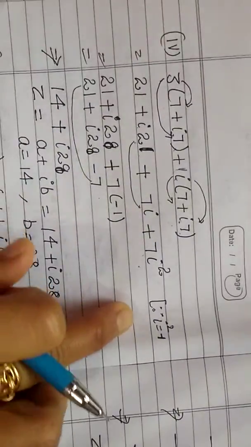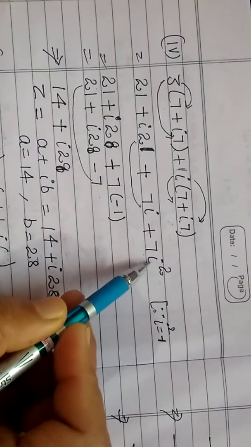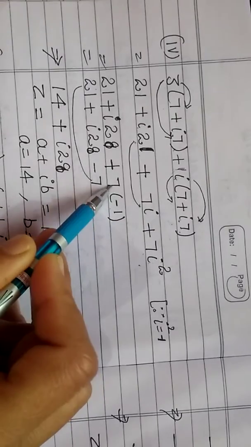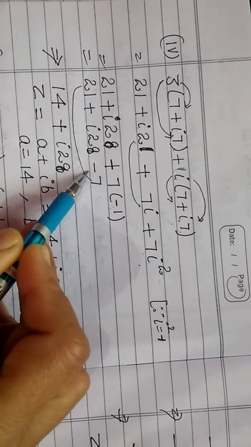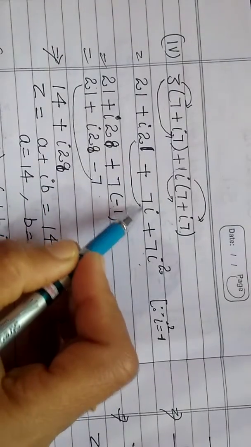Iota square is equal to minus 1. I will replace the value 21 as it is, and from here I will put the -1. 7 multiplied by -1 is equal to -7. So, iota 21 plus 7 iota.